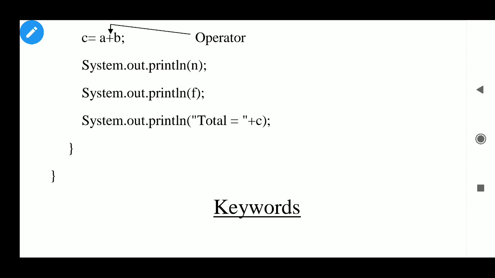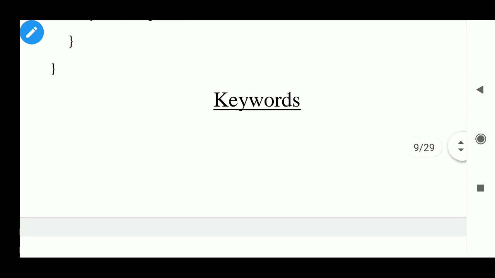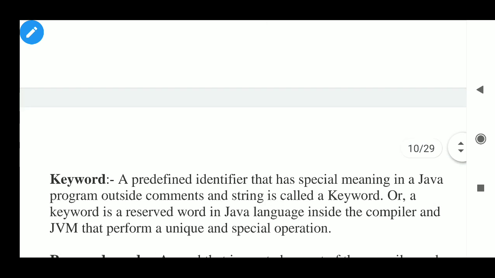Now one by one, we will understand the tokens. The first one was keyword. Okay, so keywords you know already, but we will go in detail. What are the keywords? A keyword is a predefined identifier that has special meaning in a Java program outside comments and strings. Or a keyword is a reserved word in the Java language inside the compiler and JVM, JVM means Java Virtual Machine, that performs a unique and special operation, that is called a keyword. This is the definition also.